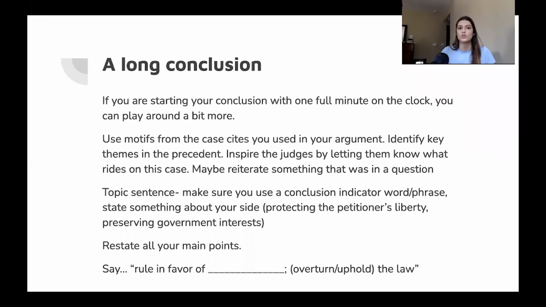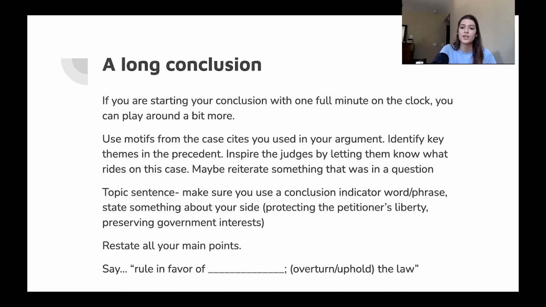So I'll start with this long conclusion. If you have a minute left on the clock when you're starting your conclusion, this is, of course, what you would give, this long conclusion. And this is where you can, again, like I said before in the additional point, paint a picture, solidify your argument in key themes of precedent that you've identified during your speech, or you can even re-mention a question that a justice has asked, basically something to reiterate or double down on your argument. You can also include a concession in your long conclusion.